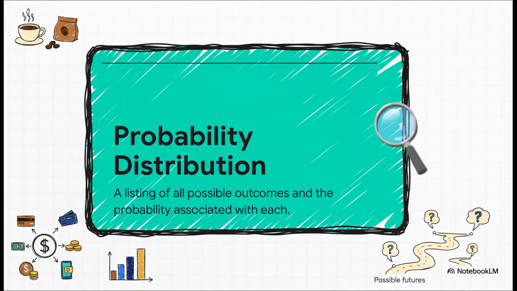Okay, so once we know all the possible outcomes, we can build what's called a probability distribution. And a great way to think about this is like a menu of the future. Seriously, it lists every single possibility, from 0 people using debit all the way up to 10. And next to each one, it tells you the exact probability of it happening. This is basically our roadmap for dealing with the unknown.